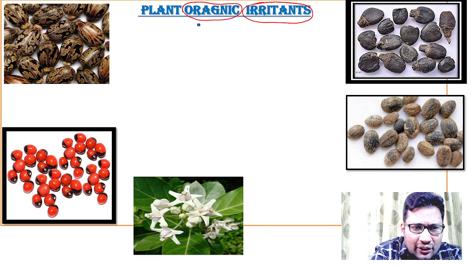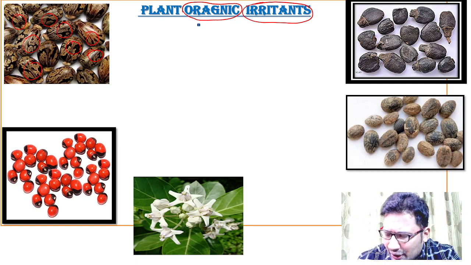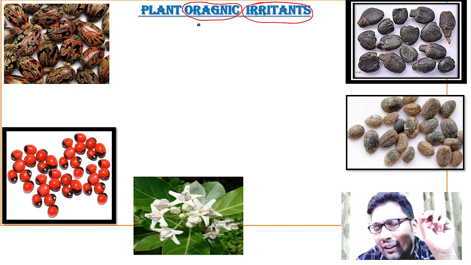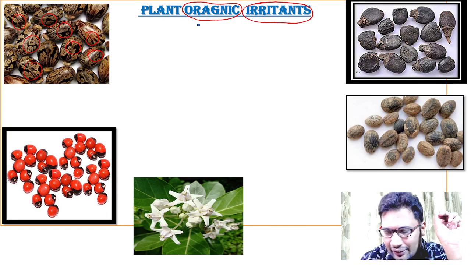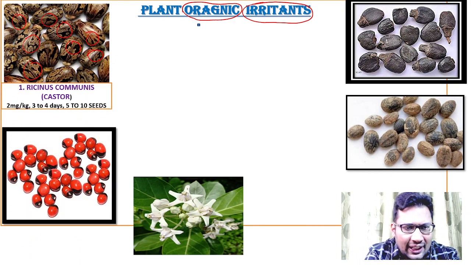You can see here the seeds are shiny, and the seeds have dark and white markings. These shiny seeds are known as seeds of castor. Please remember the scientific name Ricinus communis, also known as castor seed.